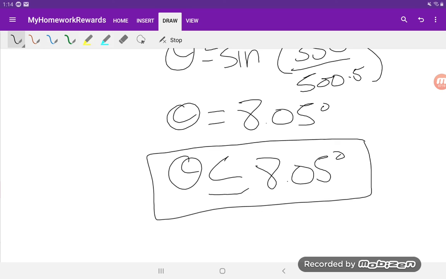And there you have it. We drew a free body diagram for this scenario. We wrote the moment equation about point A and solved for theta.